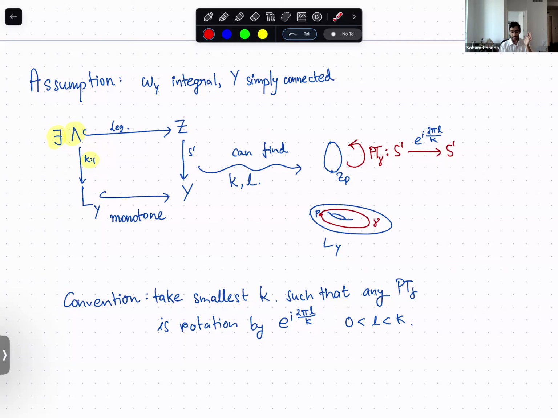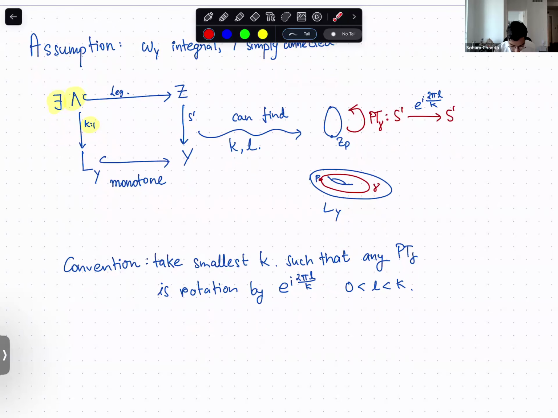And you can see that K, L right now is not unique, but you can take the smallest possible positive number K such that any holonomy PT gamma, which is just parallel transport around any loop, is rotation by e to the 2 pi i L over K, where L is less than K. Forcing this constraint and taking the smallest K forces what K is. It is well defined now.